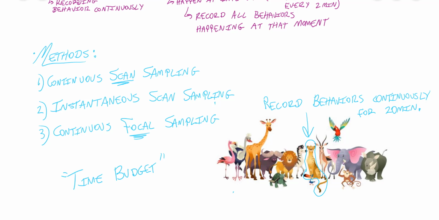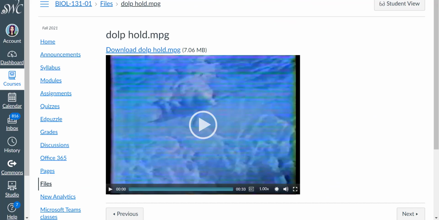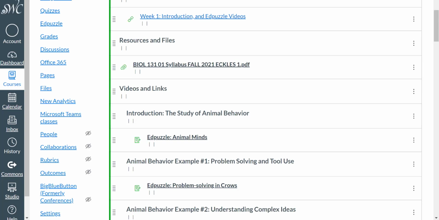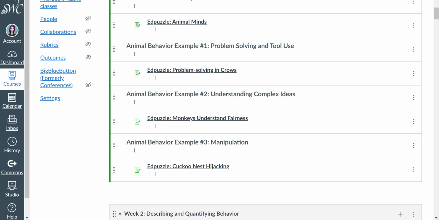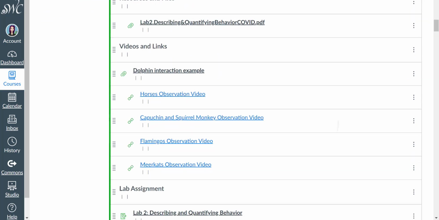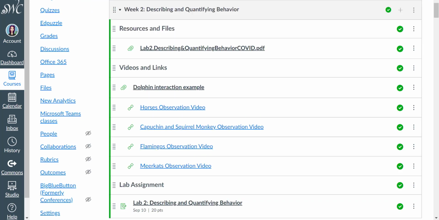Now, you are going to have a chance to practice these different approaches to collecting behavioral data. If you look at the module for this lab, the very first file is our Lab2 PDF. Make sure you download this PDF. Okay? When you do, it looks like this.